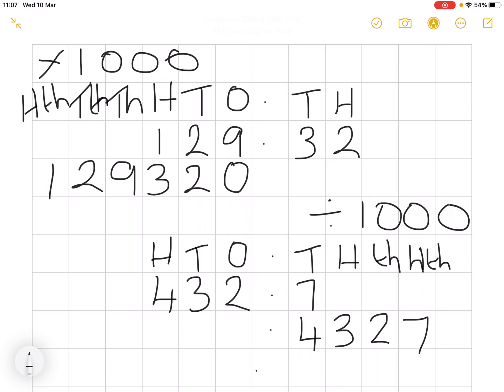I'm going to put our decimal in and I'm going to put a 0 as a placeholder in the ones column. So our answer to 432.7 divided by 1000 is 0.4327. So remember, when we're multiplying by 1000, we're moving 3 places to the left. When we're dividing by 1000, we're moving 3 places to the right.